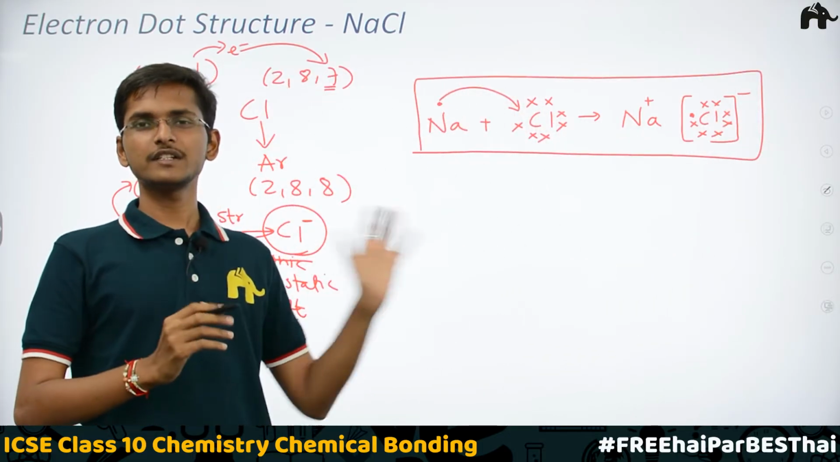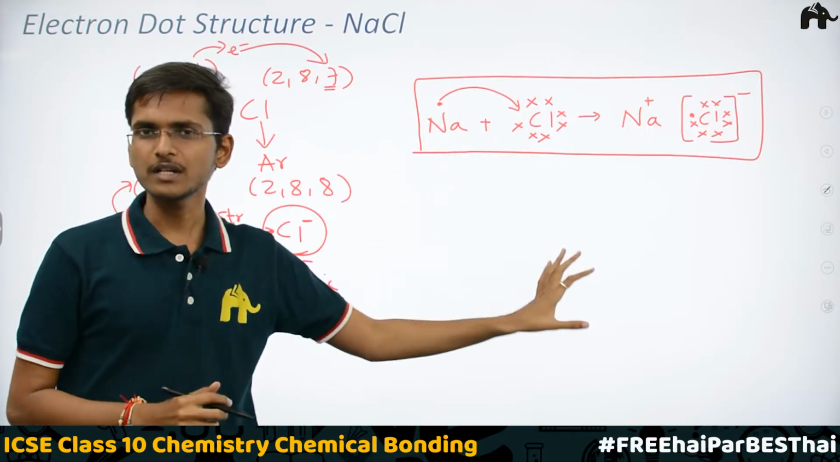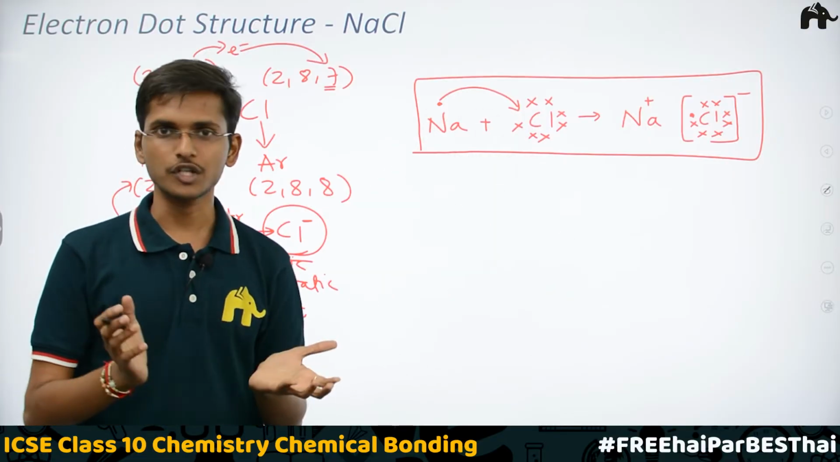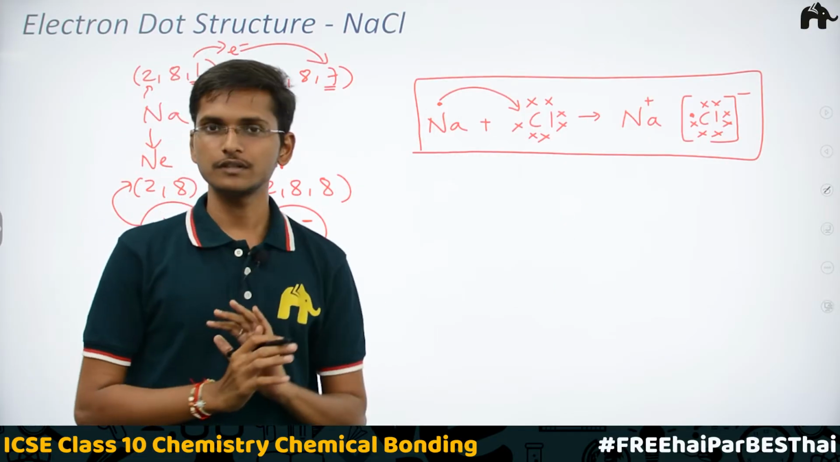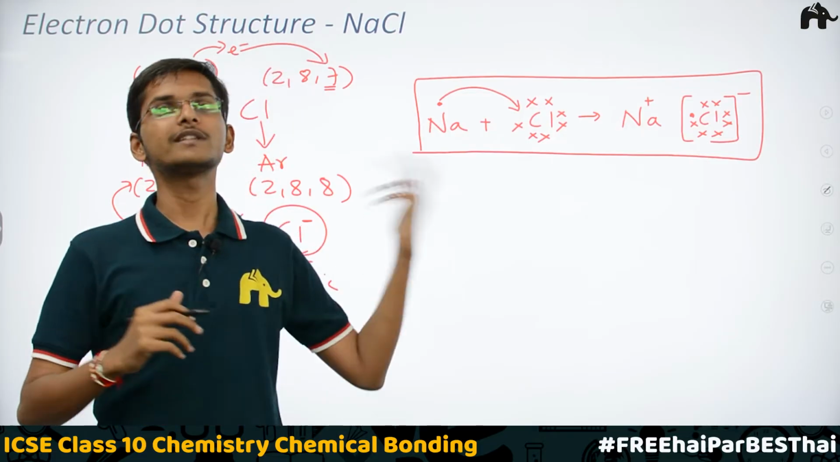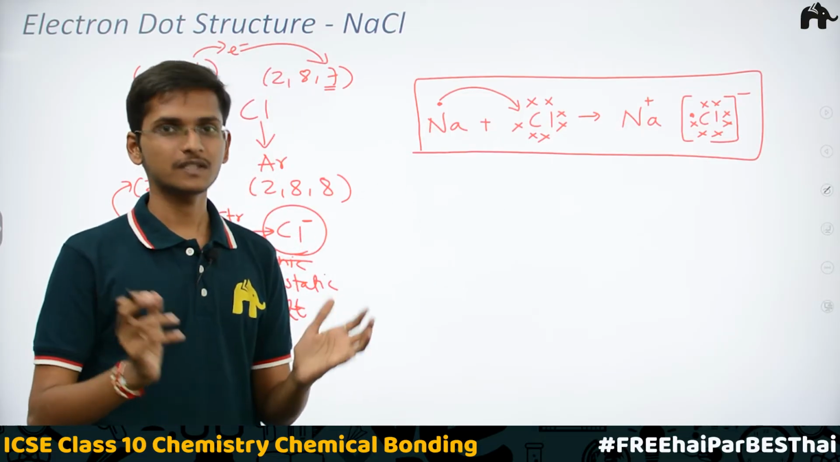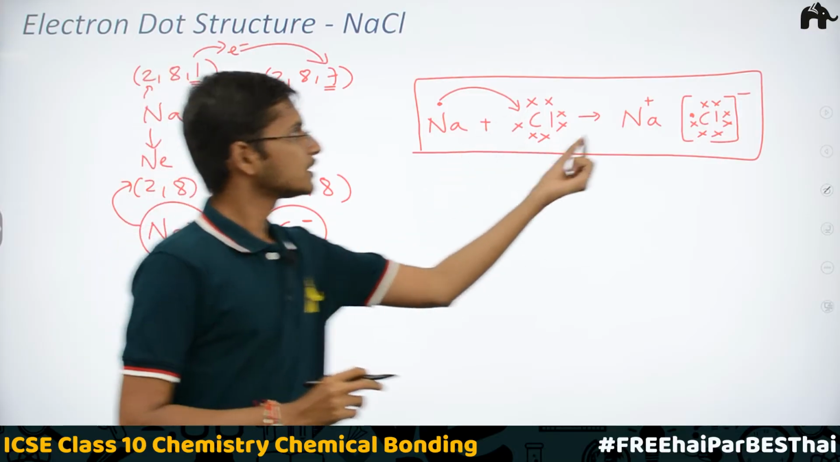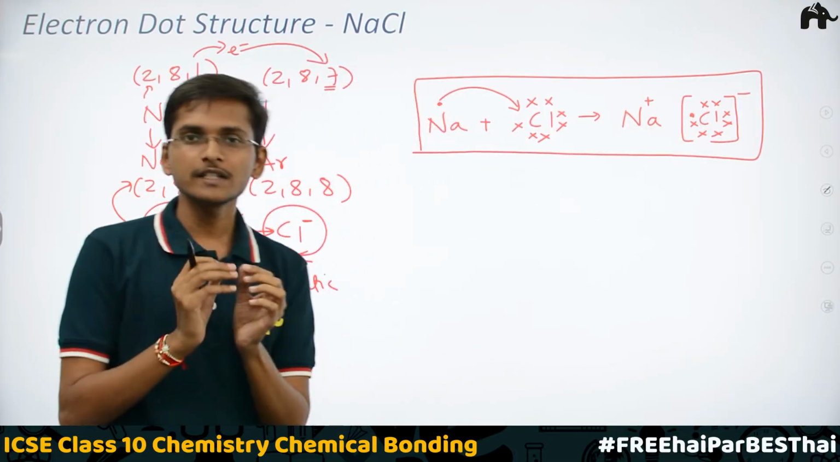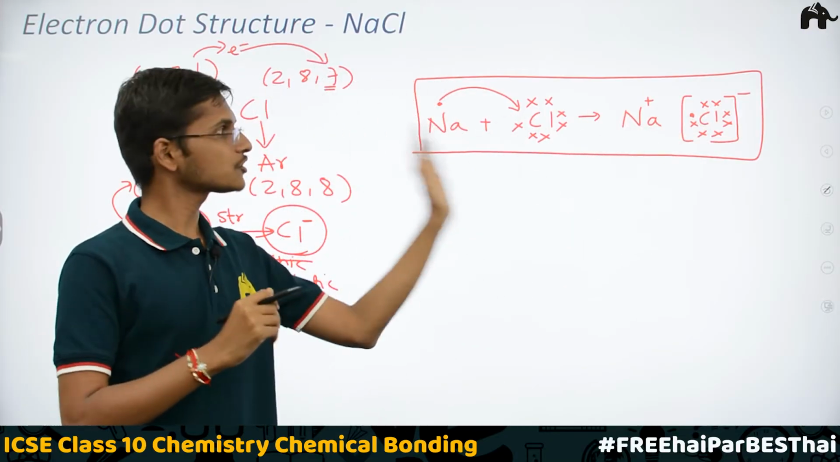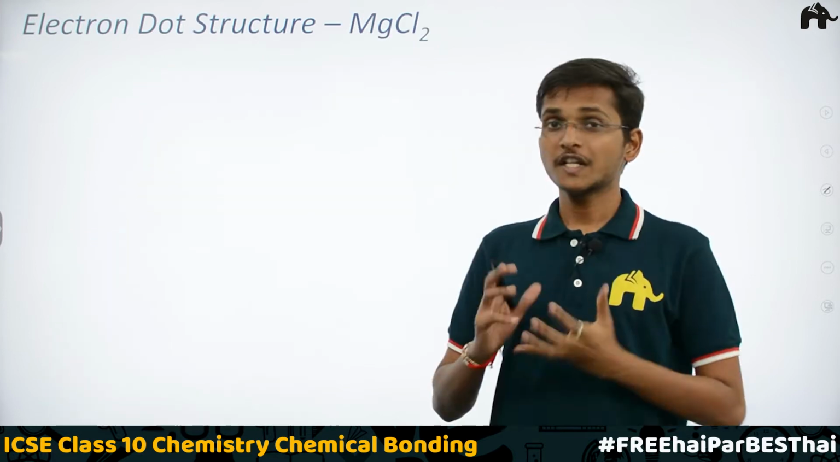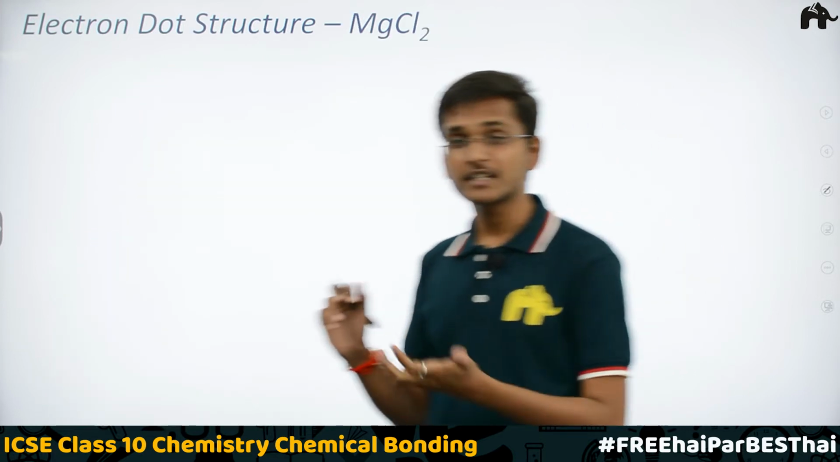In examinations, they directly give you the atomic numbers and ask you to draw the electron dot structures. So simply you have to draw this structure by remembering how NaCl is formed, so that you won't make any mistakes. These arrows and these charges are the small things which you would forget while drawing the structures, and you would miss the marks. Next is MgCl2, magnesium chloride.